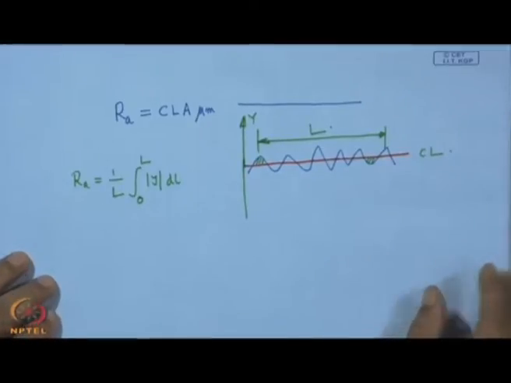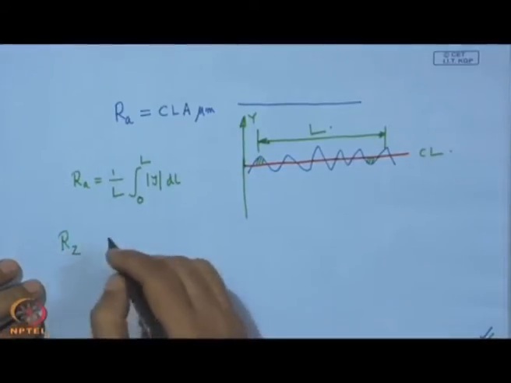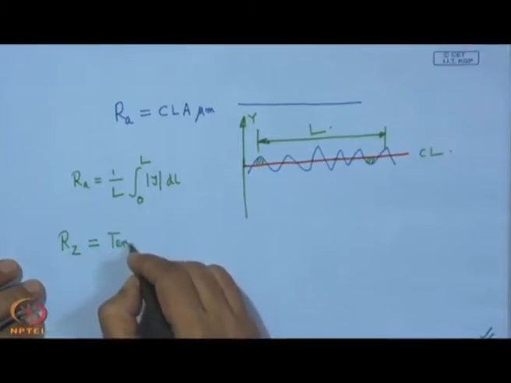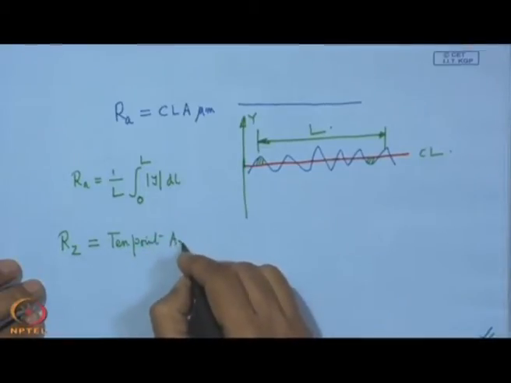Then comes another one, what we call Rz, that is called the 10-point averaged height.